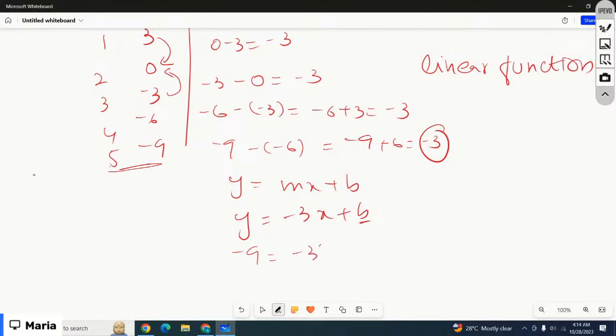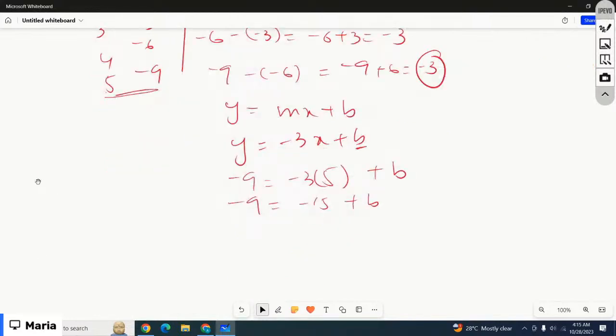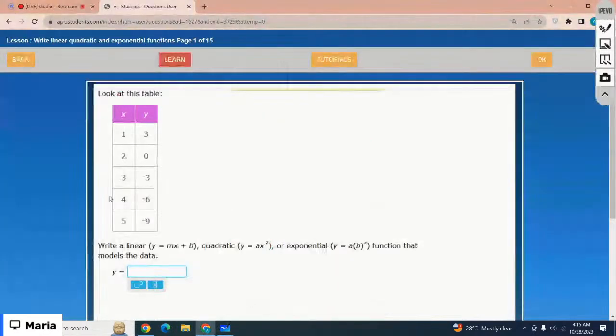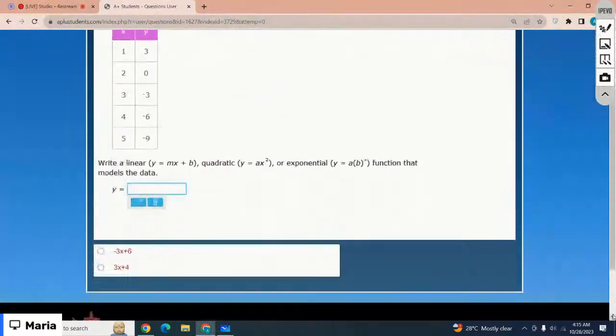-9 equals -3 times 5 plus b. That is -9 equals -15 plus b, right? So move 15 to the other side, it would be -9 plus 15. So 15 minus 9 is 6. That means b is 6. So the function equation is y equals -3x plus 6. Got it? Option 1 is the correct option. Got it?